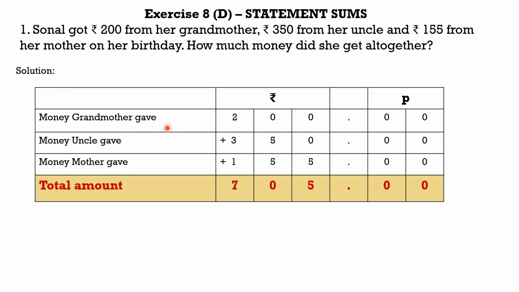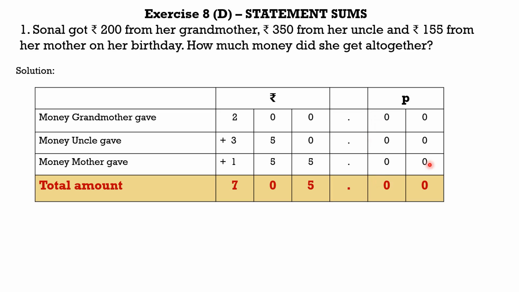Money grandmother gave, 200 rupees. We have rupees on the top and paise. Remember, for money sums we have to put rupees and paise. For other sums, like addition, multiplication and division, we always put the place values, that is hundreds, tens, units. But here we have to put rupees and paise. So first we write the money that grandmother gave, 200 rupees. Money uncle gave, 350 rupees, and money mother gave, 155.